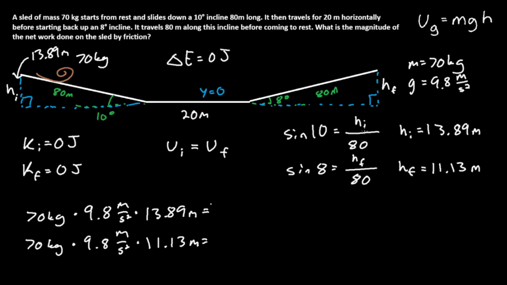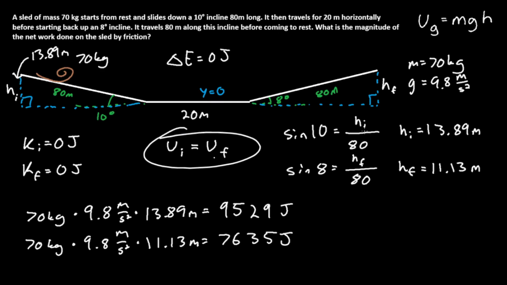As you can tell already, these will not be equal to each other because of friction. So what we can do is solve for the difference between these values to get how much work friction did. So let's solve for that. The initial gravitational potential energy is approximately 9,528 joules, let's round, and your final gravitational potential energy is equal to 7,635 joules. So they should be equal to each other, but what happened?